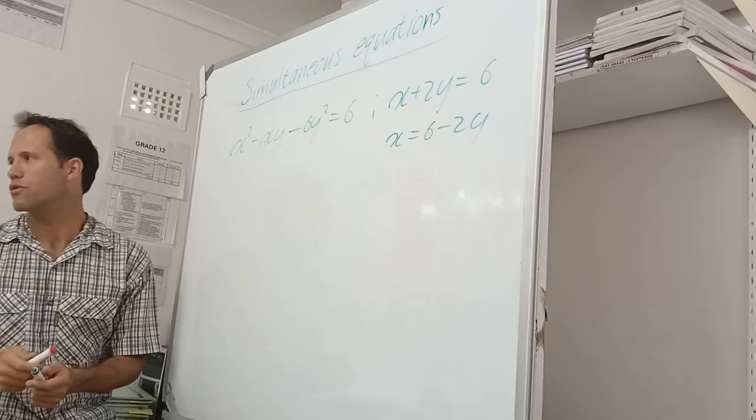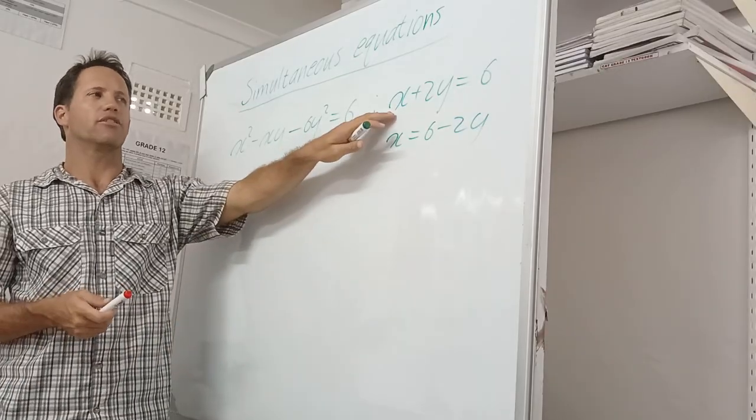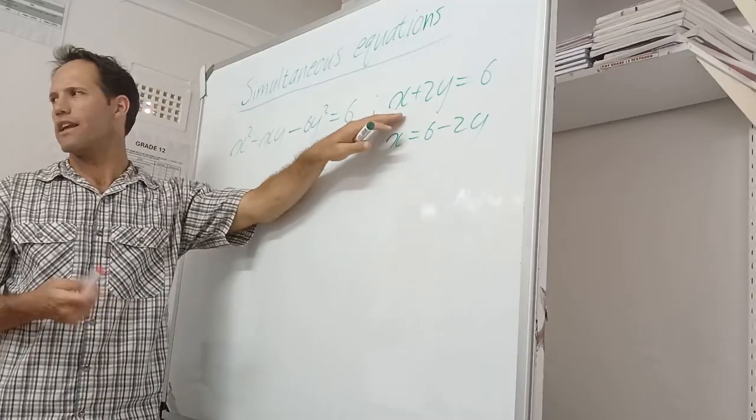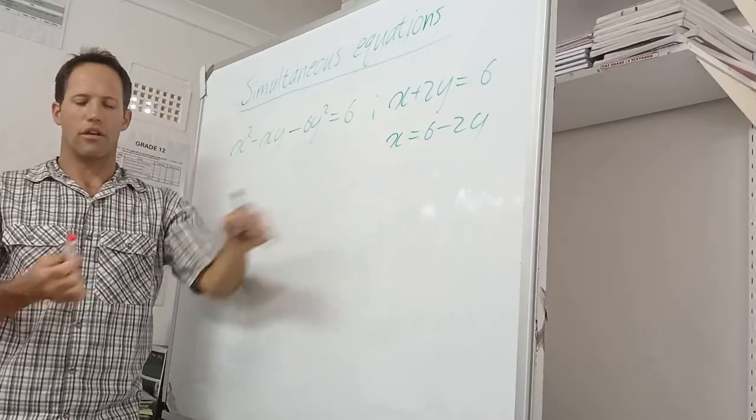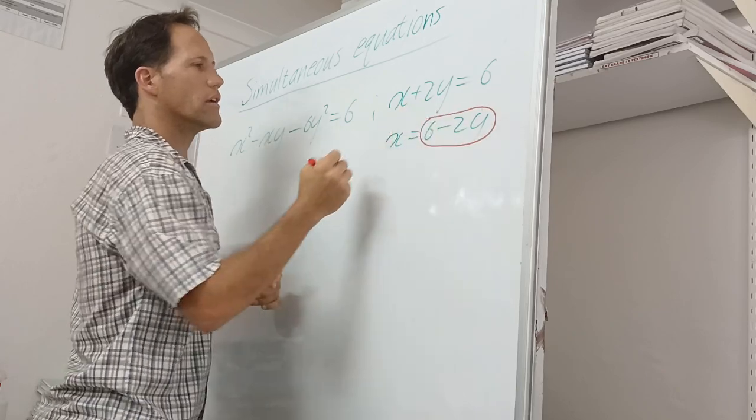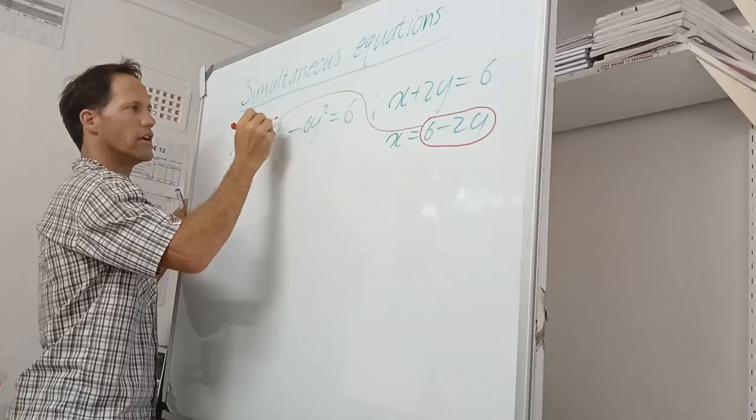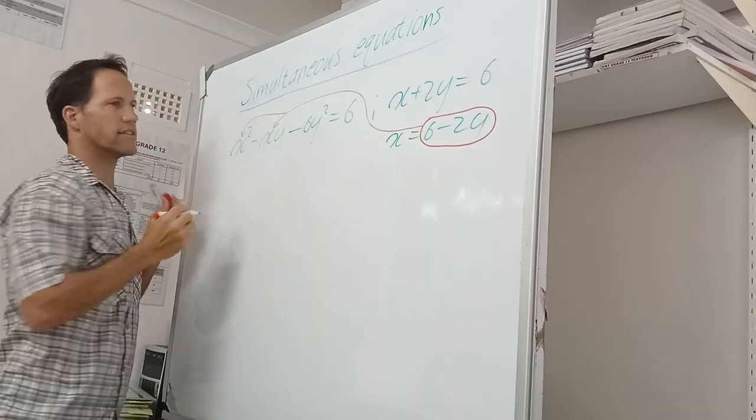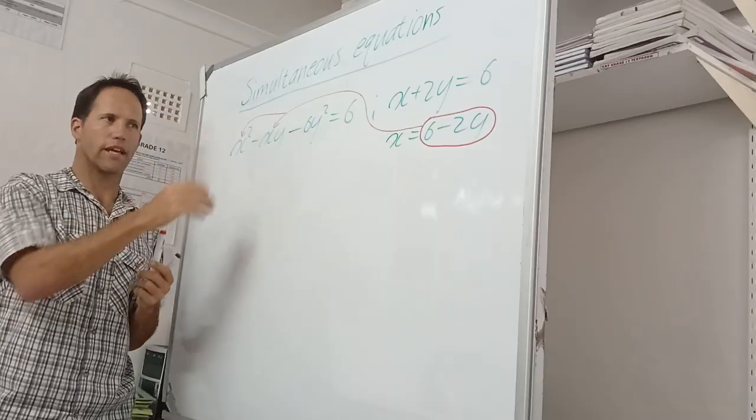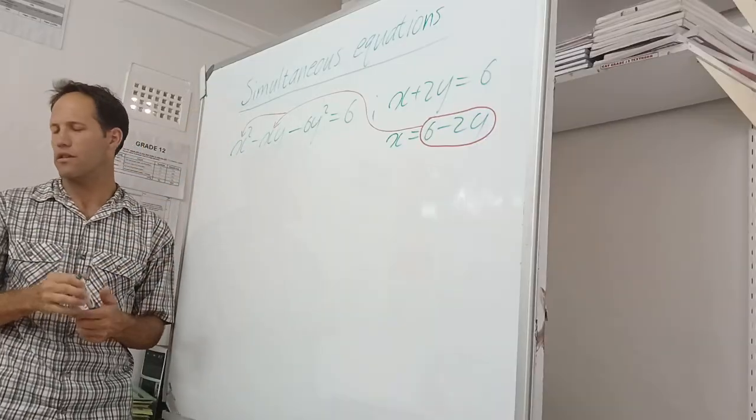Therefore, I can substitute it, okay? Obviously, if it was like 3x, then you have to still divide by 3, but it's just an x, so we're done. We got it alone. Now I can take this 6 minus 2y, and I can put it in the place of x, there, and there. I substitute. So first step, get the variable alone. Second step, substitute it. Okay?